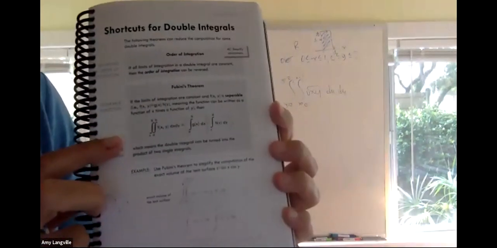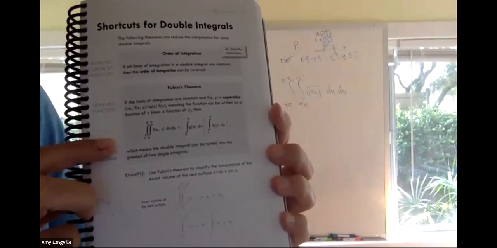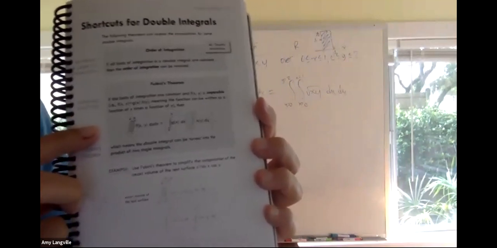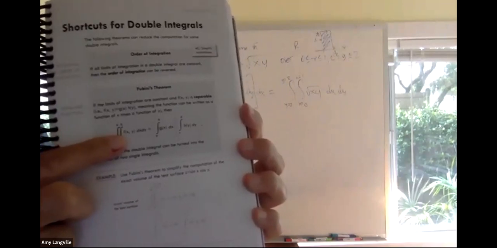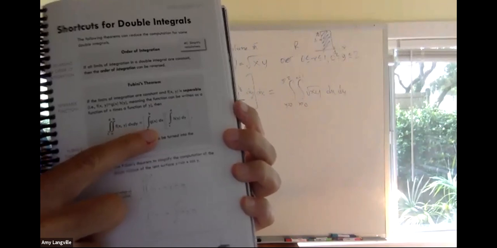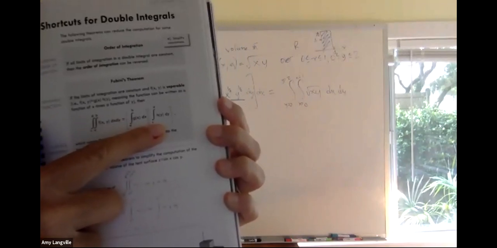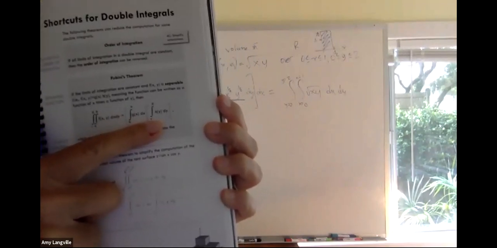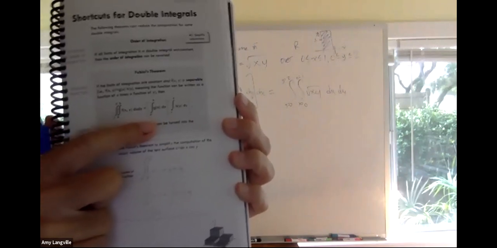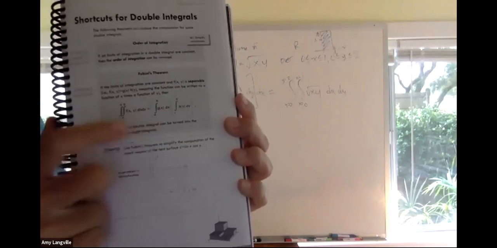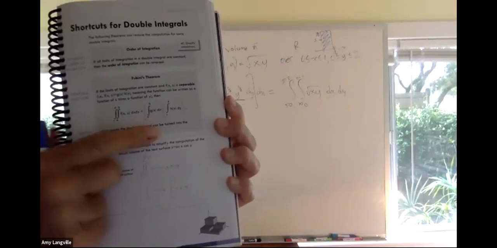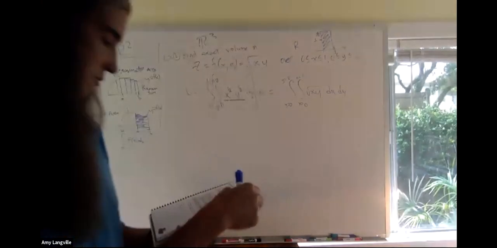This is a neat theorem by Guido Fubini, an Italian mathematician. He says that if your f of x, y function is something called separable, which means it can be written as a function of x times a function of y, so they're not having any interaction terms, then you can separate it and do two single integrals. So you can turn a double integral into the product of two single integrals. That's a really useful one as well.